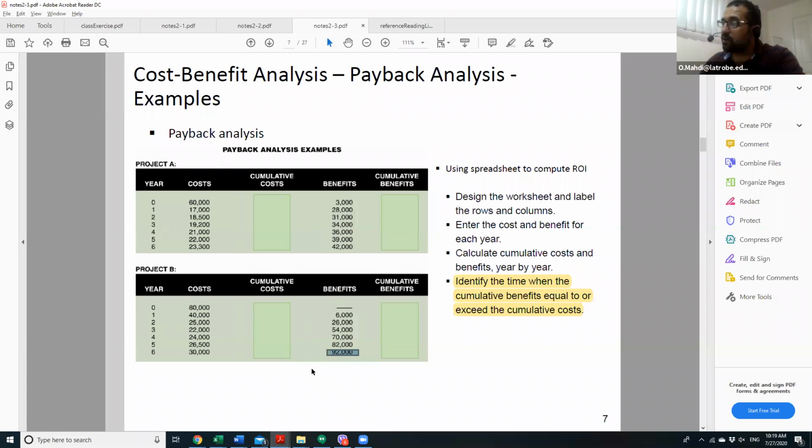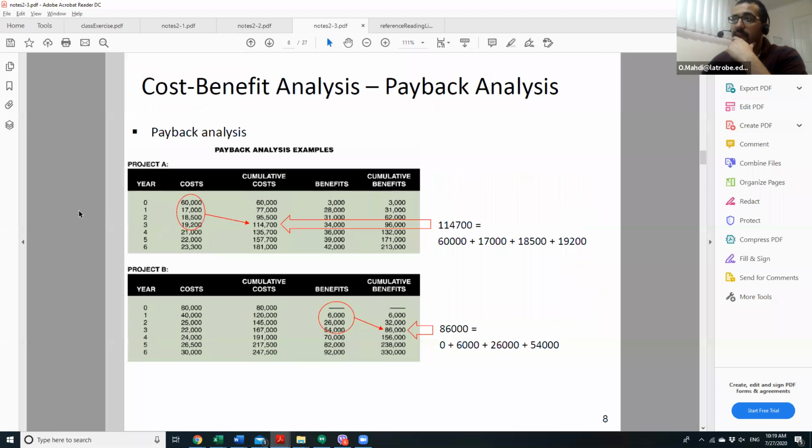All right. So of course, this is about the costs and the benefits, and then in order to make our decision, we need to calculate something called the cumulative cost and cumulative benefits. Okay. Any questions so far about this one? All good. Okay, great.